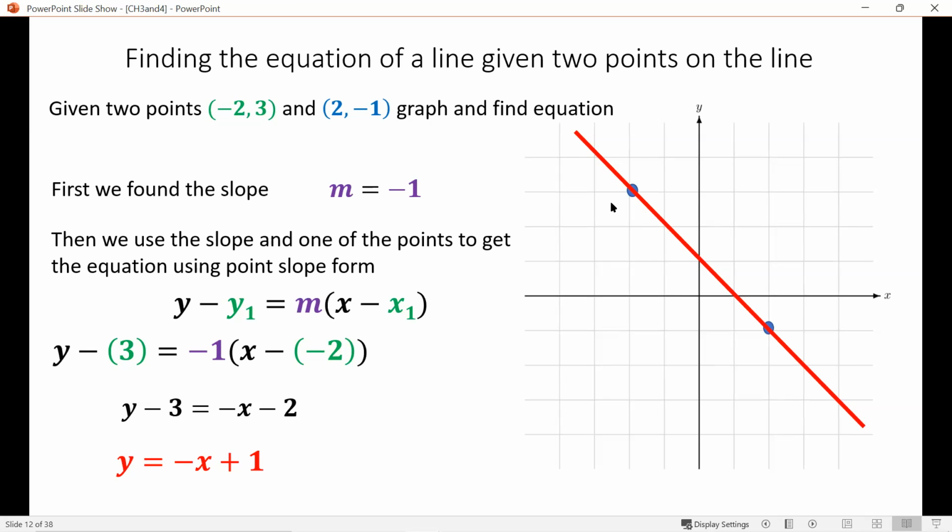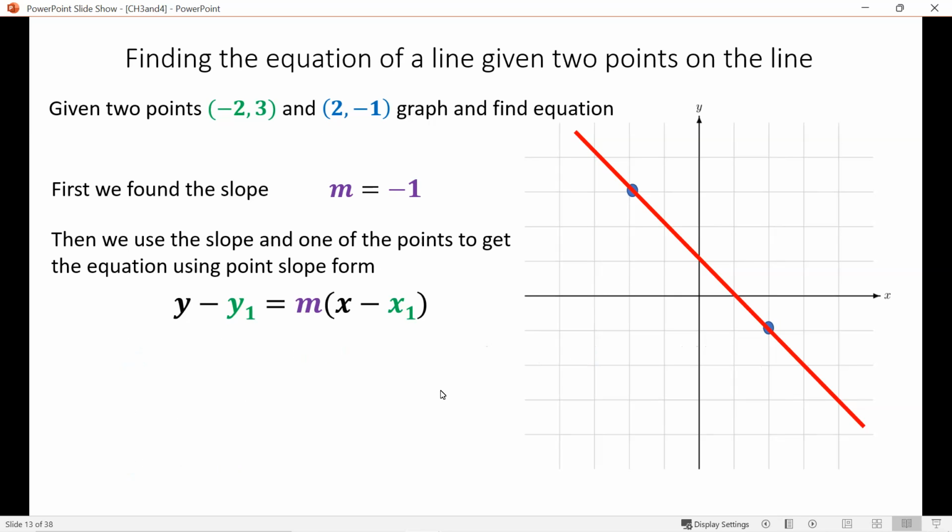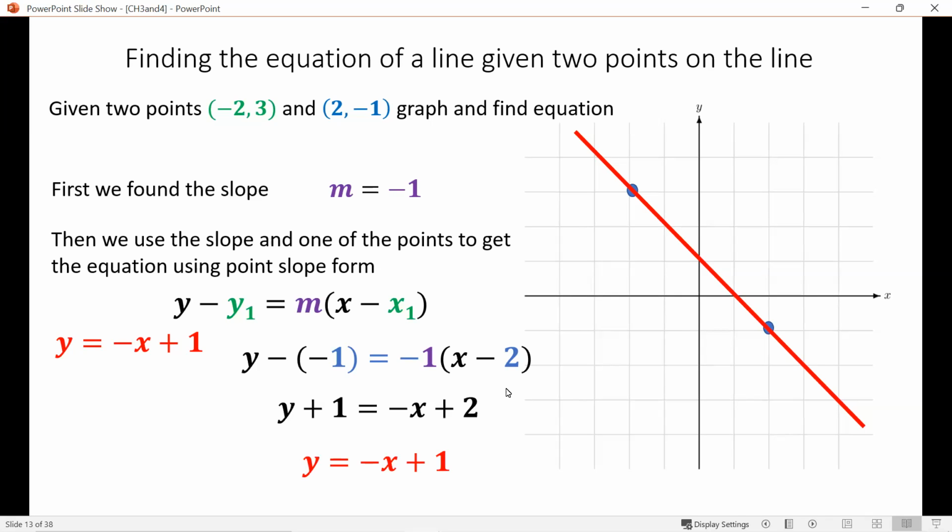And from there, we can check, okay, yeah, our intercept is at +1, where y is +1, and our slope is -1, meaning we are decreasing by 1 every time we move 1 step to the right. Right. We could use that other point, the 2, -1, and we would end up with the same answer.